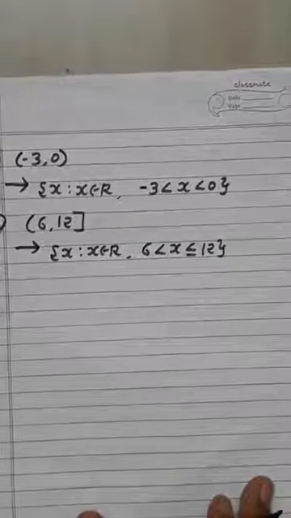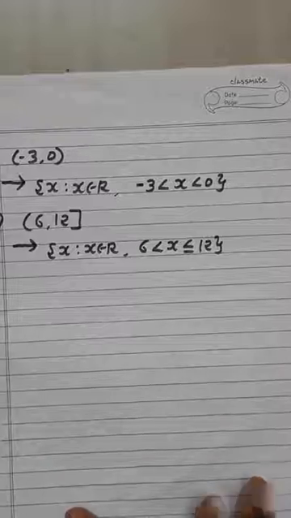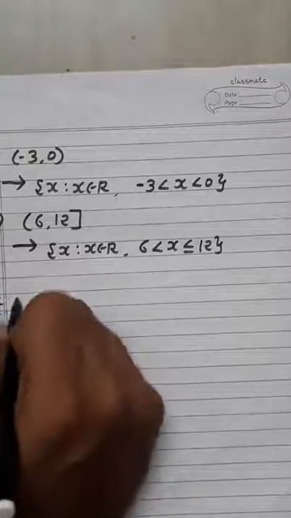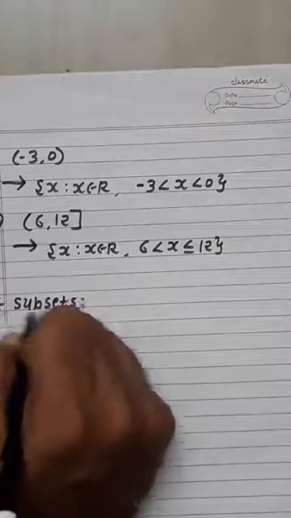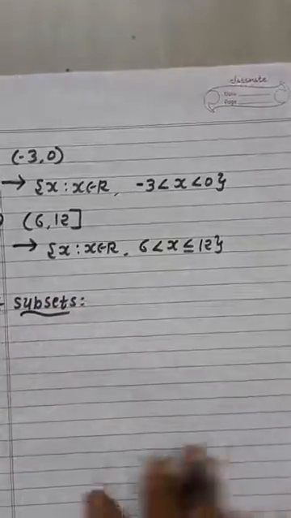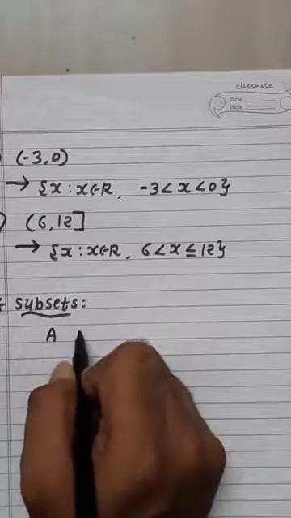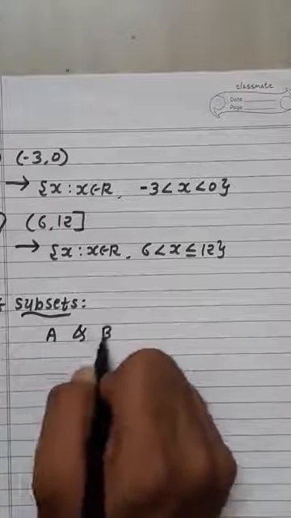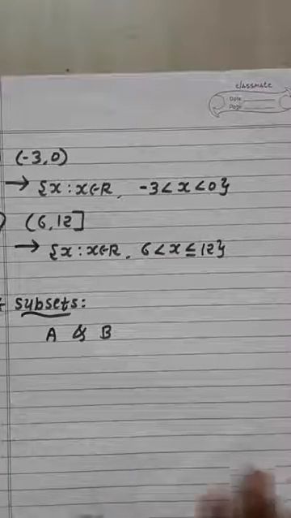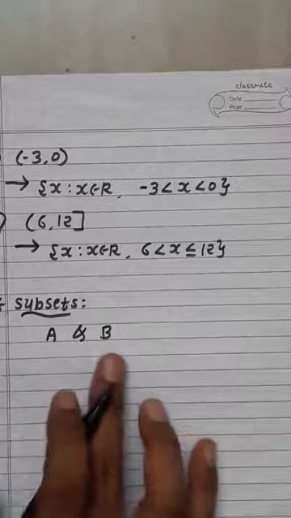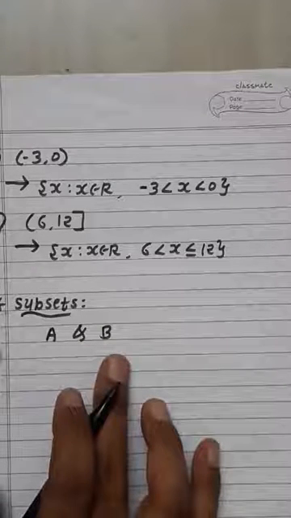Okay, now our next topic is subset. What is the meaning of subset? Subset means suppose two sets are present, set A and set B. Now if every element of set A is present in set B, then A is called a subset of B.